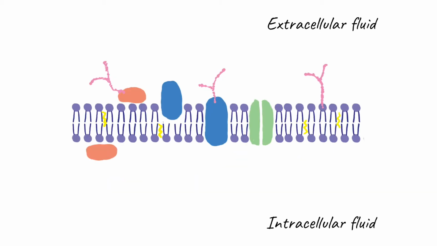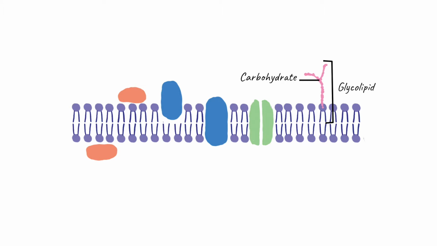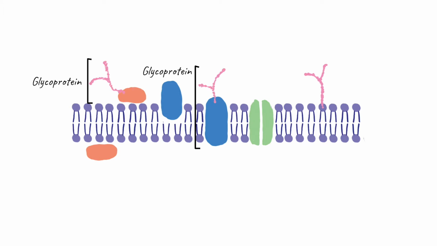Carbohydrate chains can be found on the extracellular side of the cell membrane and can bind to lipids to form glycolipids, or to proteins to form glycoproteins. They are important in membrane stability, cell signaling, and acting as receptors for hormones and neurotransmitters.